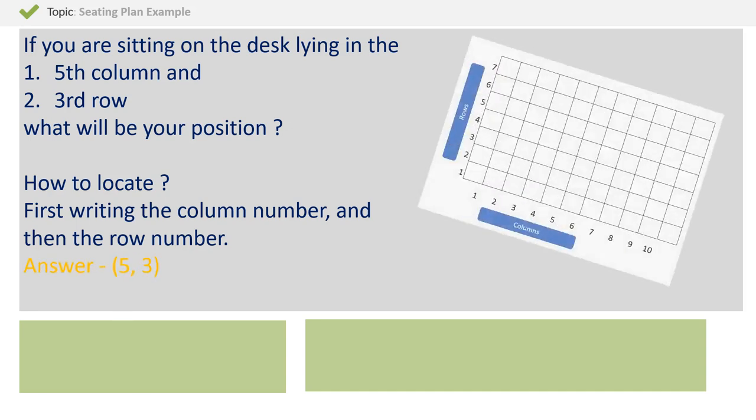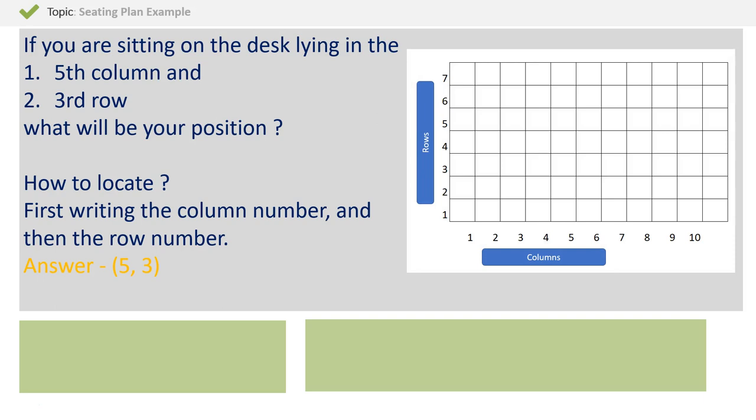Now how do you represent that on the plain paper which you have converted into multiple squares, where every square represents a desk on which one student can sit? If you have to represent it, look, you have to go to the 5th column. So I have column 1, 2, 3, 4, 5. This is my 5th column.